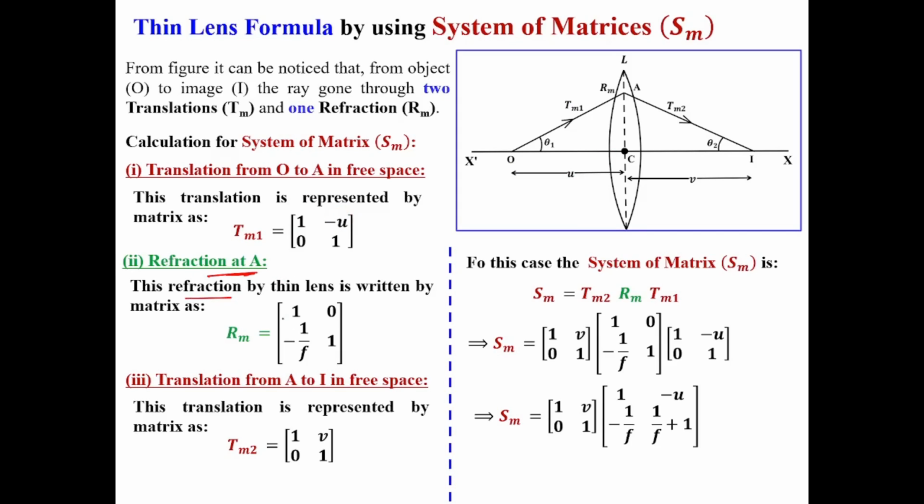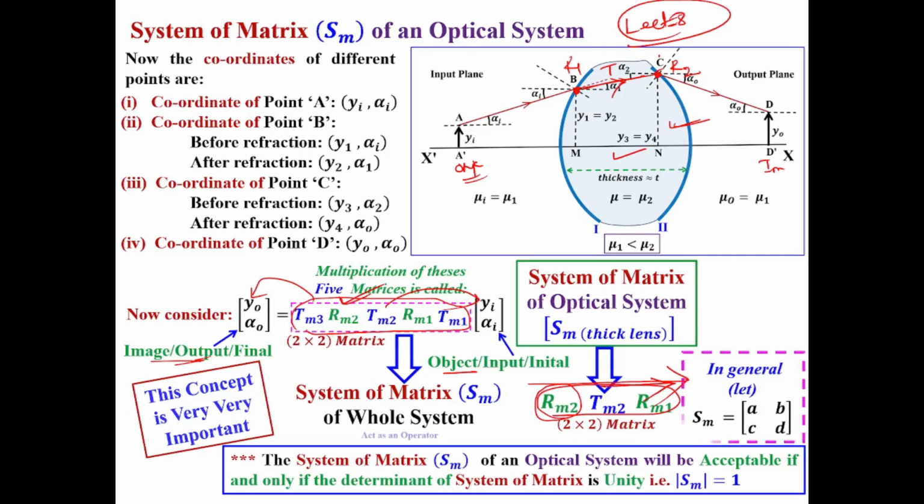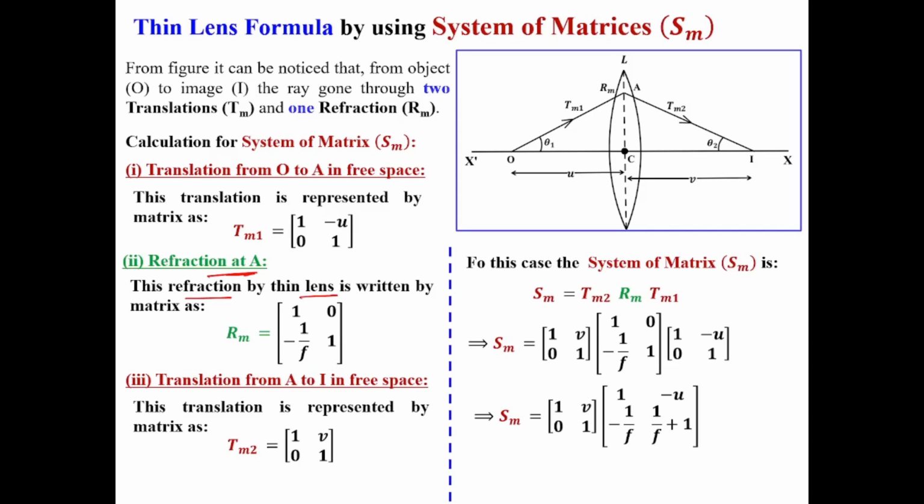Now consider the refraction at A. The corresponding refraction matrix of a thin lens is 1 0 minus 1 by f 1. We already discussed this in our previous class, you can watch that. Here f is the focal length of this lens. Now consider translation from A to I. The translation matrix will be 1 v 0 1. Here v is the image distance from the center of this lens. As we are moving towards the right, it will be considered as plus.